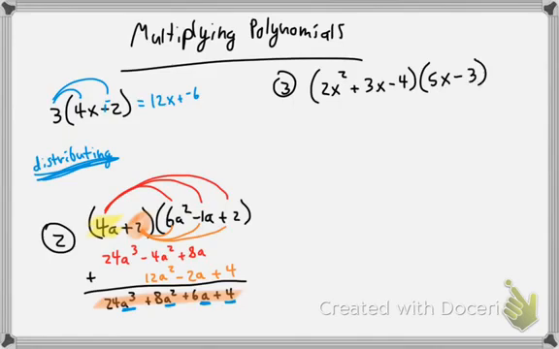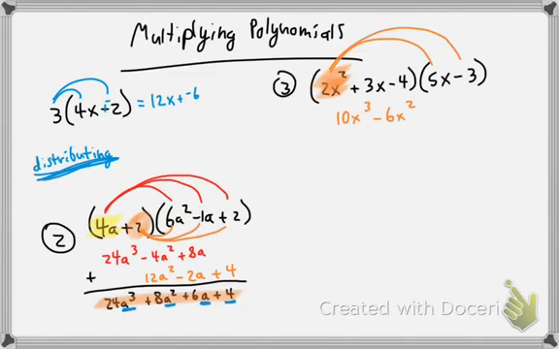All right, so it's going to be kind of the same idea. Let's focus on one of these terms, the first one, 2x squared, and multiply it by everything on the right. So 2x squared times 5x is going to give us 10x cubed. 2x squared times negative 3 is negative 6x squared. There's nothing else on the right that I need to multiply by. It's all been taken into account, okay?